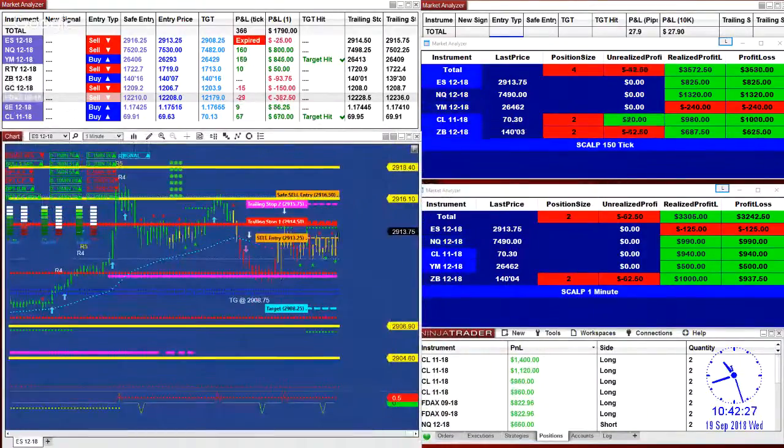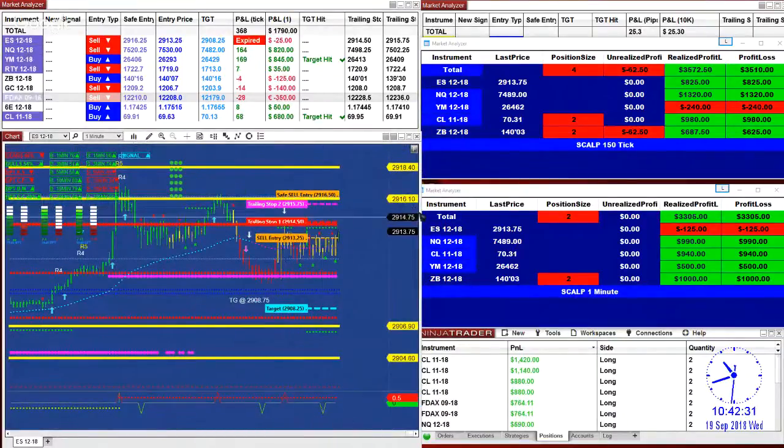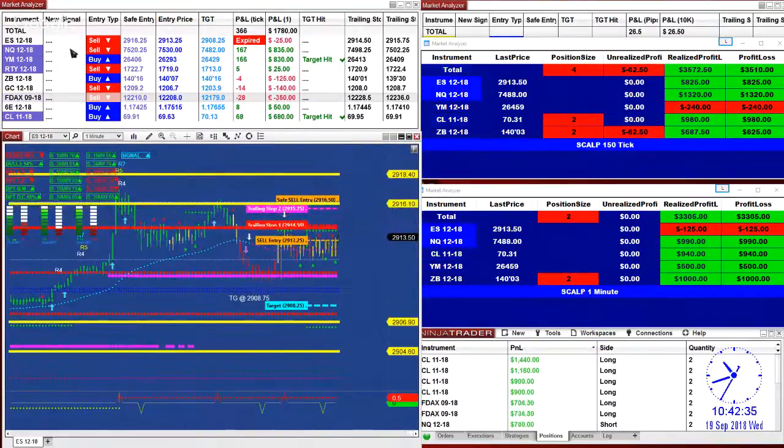But what we can do, we are about to have a new signal on the ES, and we probably are going to have a new signal on the Nasdaq, and I'm going to keep my eye on it. I'm not calling any reversal trade today because sometimes I'm busy. I don't see all the trades on the market analyzer.